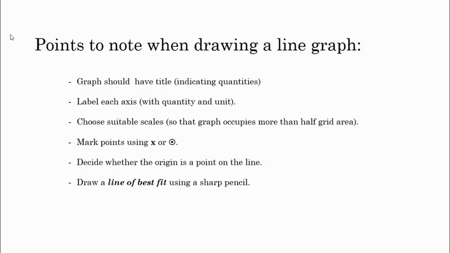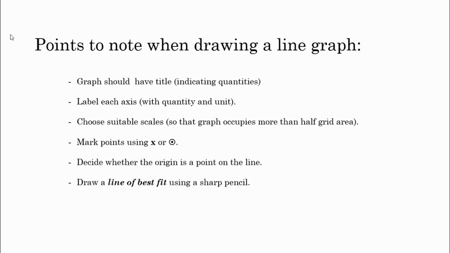So first I want to look at points to note when drawing a line graph. And for the most part, in physics, we work with line graphs. Not always a straight line, maybe a curved line, but a line nonetheless. So your graph should always have a title, and that title must indicate what are the quantities that you're plotting on the graph. Each axis should be labeled with the quantity and the unit.